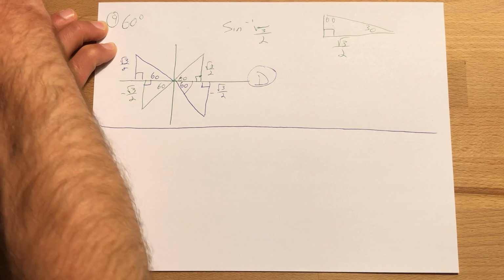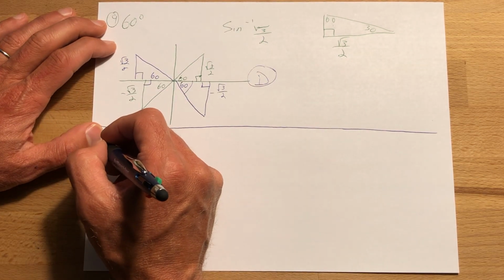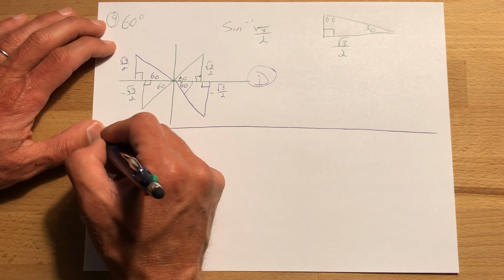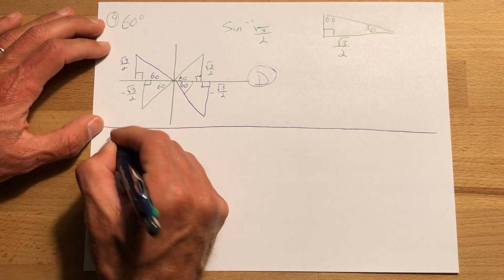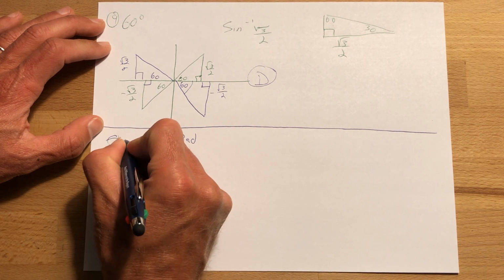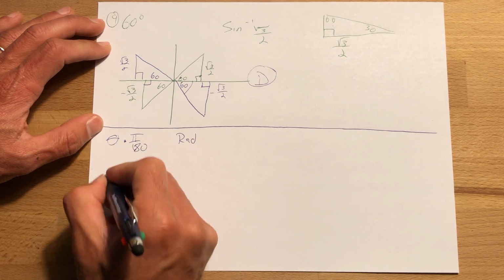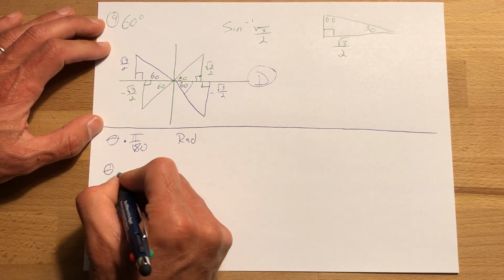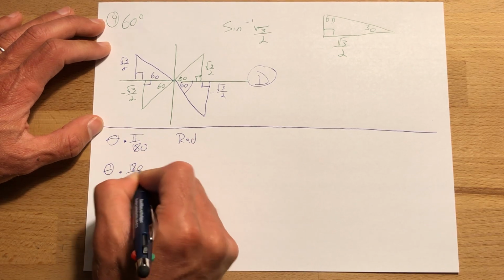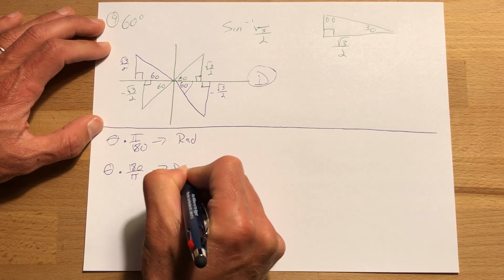So number 11 and 12, rewrite each degree in radians and each radian in degrees. Remember, when you're converting theta to radians, you multiply the degree times pi over 180. When you're converting theta from radians to degrees, you multiply it by 180 over pi. This is to change it to radians. This is to change it to degrees.